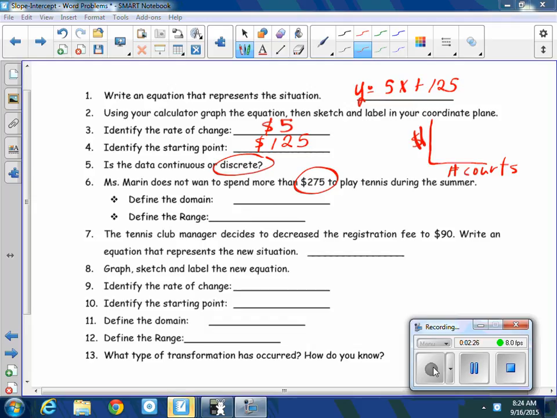I usually like to do this, okay? I just write it out real quick, what's on X and what's on Y. You don't even need to do the graph if you don't want to. You can just say X is how many times I use the court and Y is how much money I'm giving the tennis club, right? So what's the domain? What's the domain, Jose?